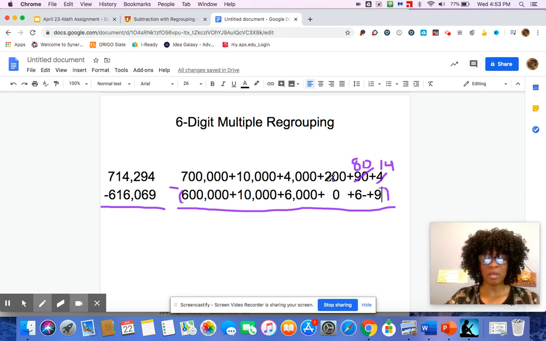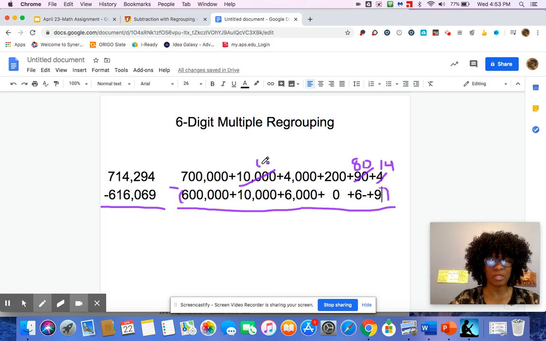So when we look here, we have 200 minus 0. I think we can leave that the same. That looks good. In our thousands place, we have 4,000 minus 6,000. That's not going to work. What are we going to do? Come over here and take a 10,000 away. So when we take 10,000 away from the 10,000, that leaves us with a 0 here. But over here, we now have 14,000.